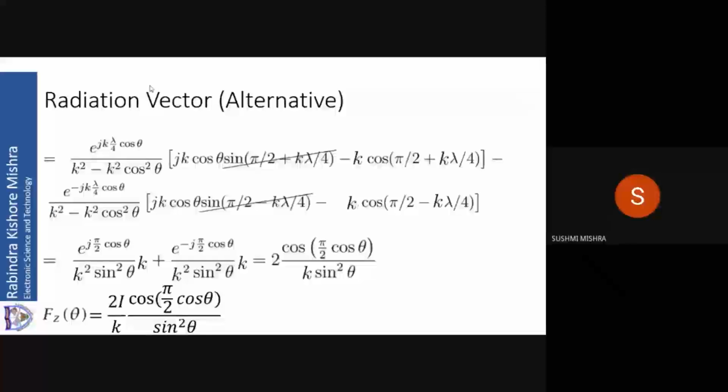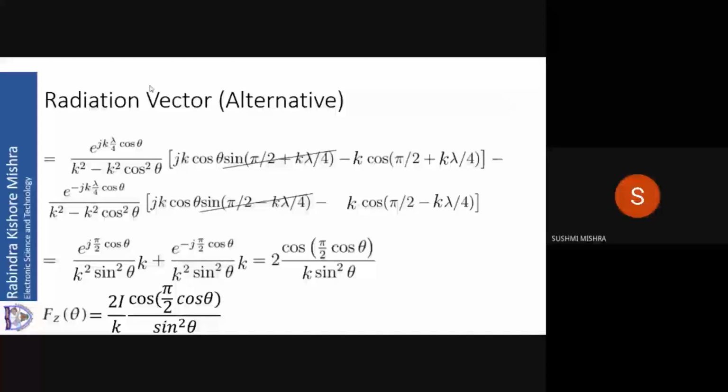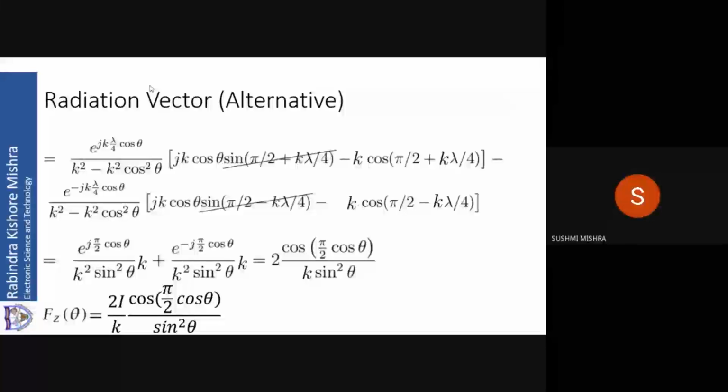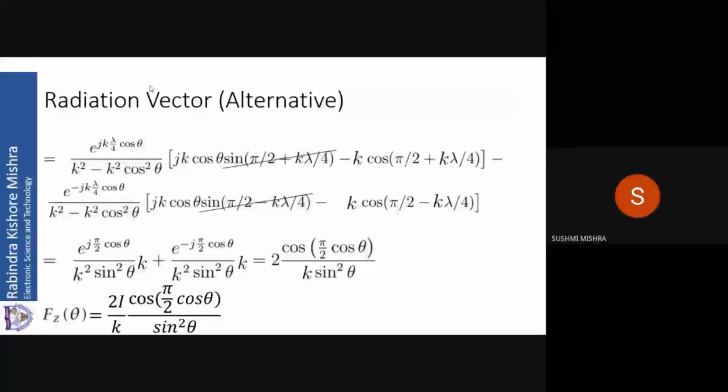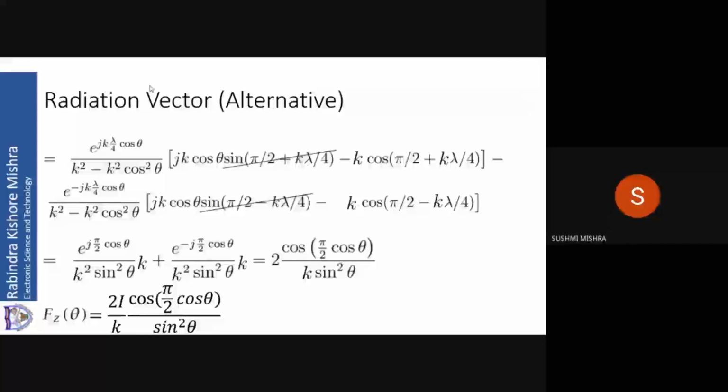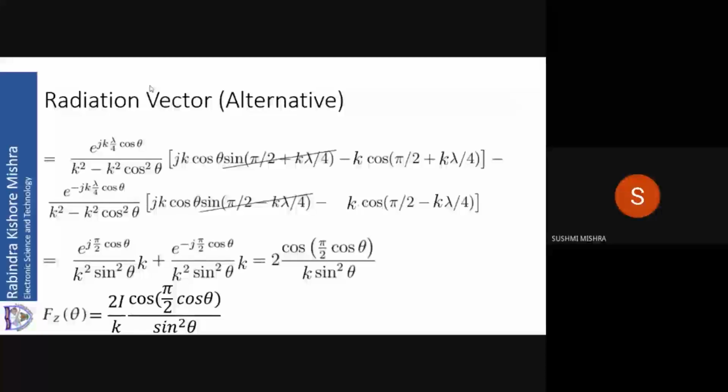So that I will again expand. Now you know sine pi by 2 plus k lambda by 4. When I put that upper limit, L is lambda by 4, so k lambda by 4. K into lambda by 4 is how much? K is 2 pi by lambda, so 2 pi by lambda into lambda by 4, that is pi by 2. So sine of pi by 2 plus pi by 2 gives you sine pi, which is equal to 0. So the first term will go out.